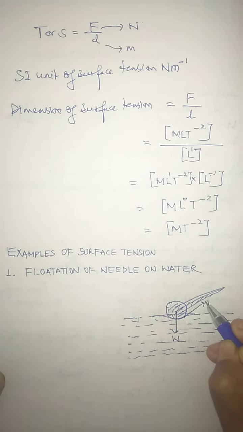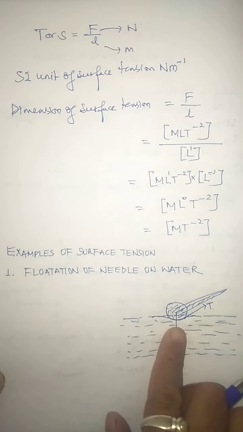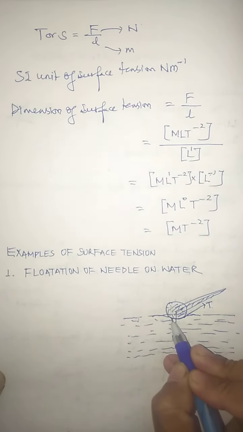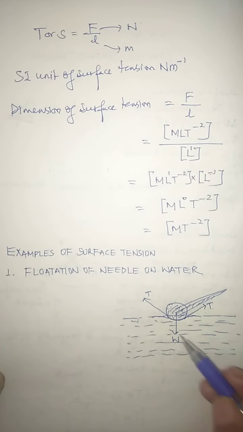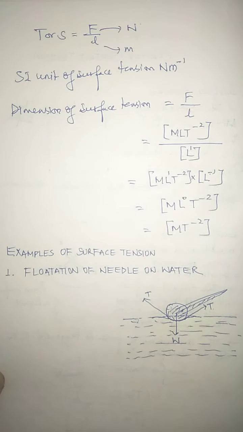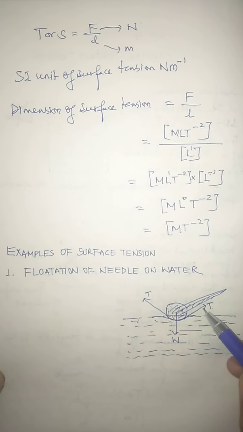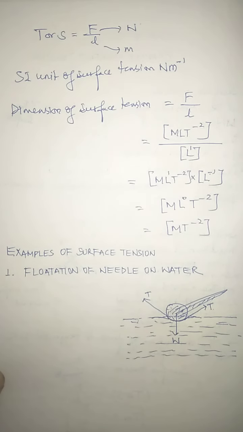These forces basically act in this direction. I represent surface tension by the symbol T. So one surface tension force acts on this contact in this direction, and another acts in this direction, because the direction of surface tension is always the direction of the force acting on a given length, and is always tangential to the surface in contact. So this surface in contact with the needle exerts a surface tension force, one on this side and another on this side.